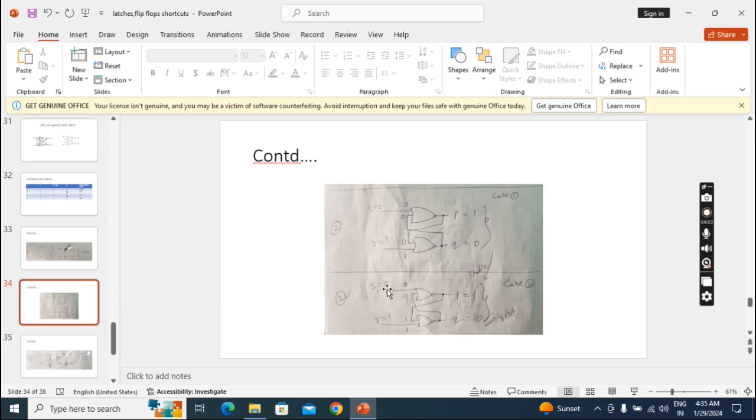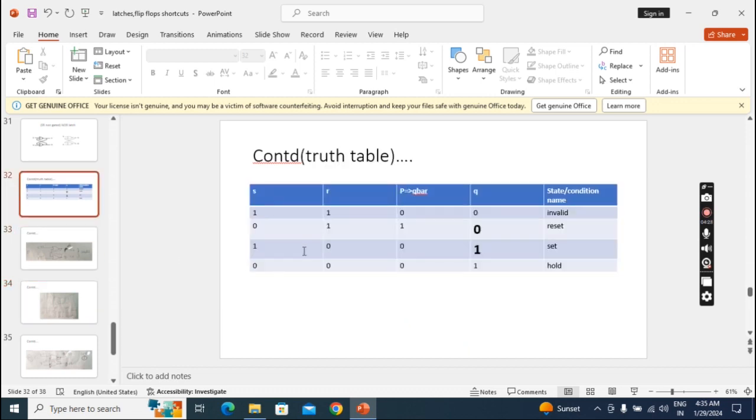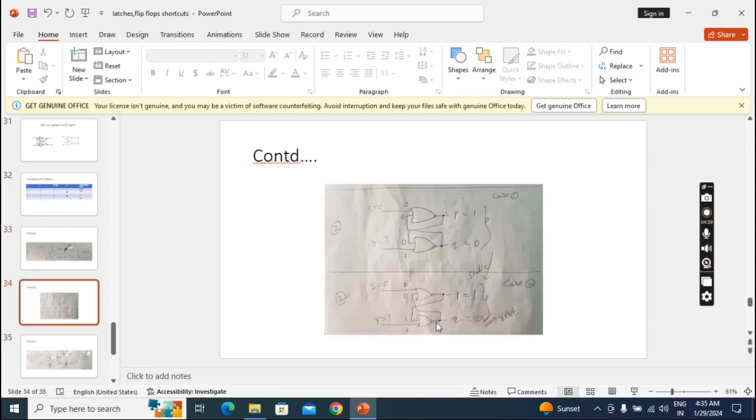See here what is coming: when S is 0, Q is 0. When S equal to 0, Q equal to 0. This is called reset because this is my Q. 0 is stored. Okay. And here you have to observe in SR NOR latch, output will be same as S, but in NAND latch, output will be same as R when inputs are different. That you have to observe. Okay.